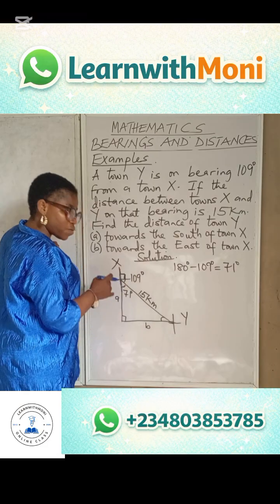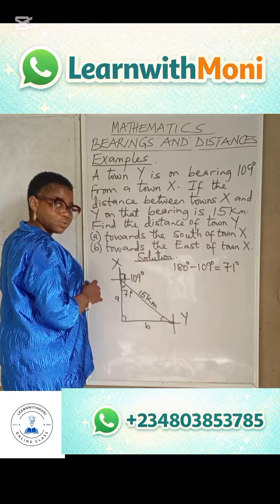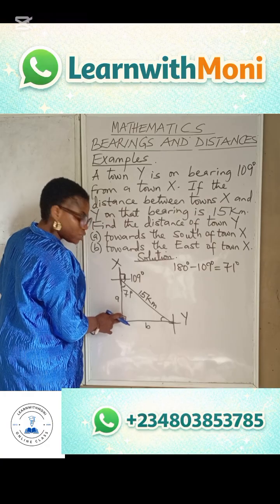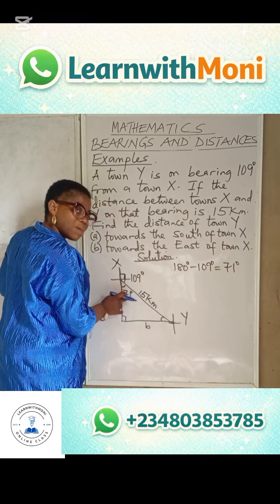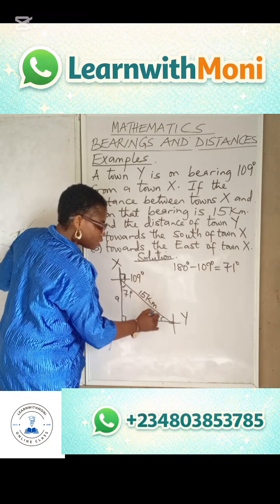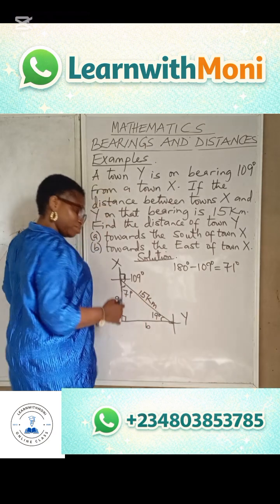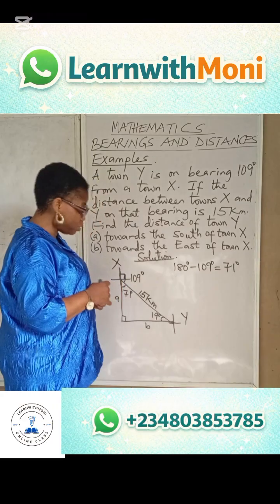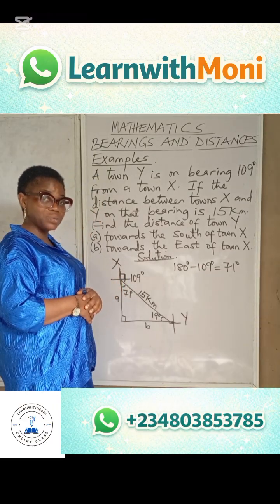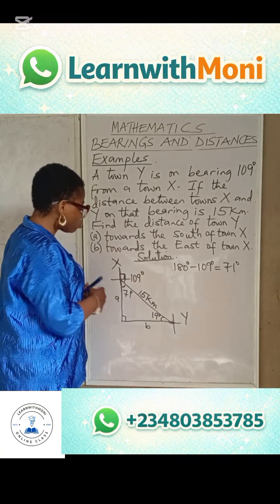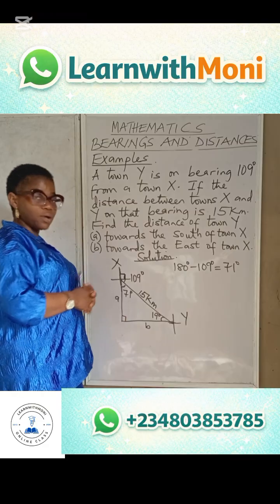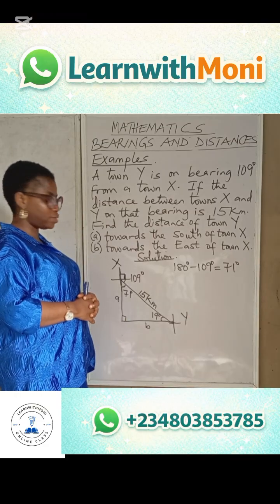Of course, we can also know the third angle here, if there is need for it. We know that the sum of angles in a triangle is 180 degrees. So 180 minus 90 will give us 90. That 90 minus 71 is going to give us 19. So this is 19 degrees. I don't know if we are going to use it, but at least we have the 3 angles in that triangle. Now we want to know this distance A, which is towards the south of town X.